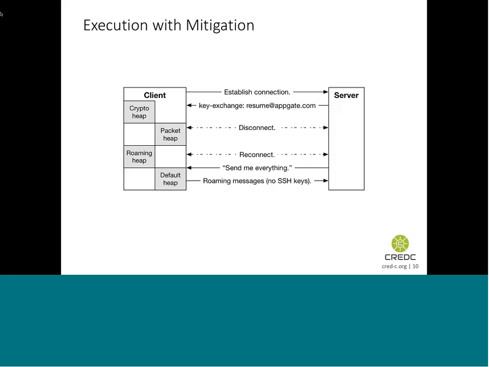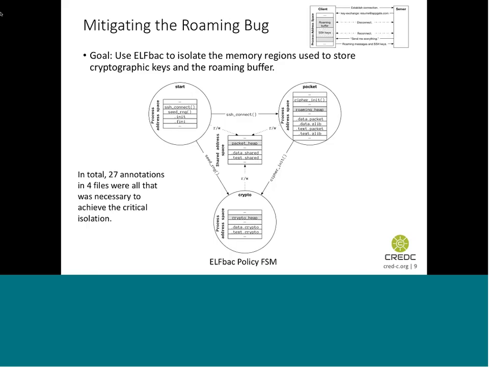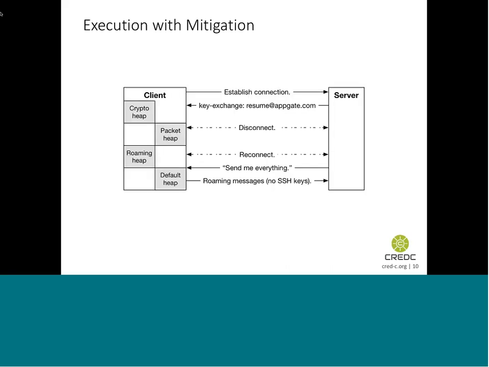So what does this actually look like? Well, before, as we saw up in the right corner, the roaming buffer and the SSH keys all share the same space. With this policy in place, you'll notice that we have multiple heaps that are only visible to the particular states that we've defined. Again, this is enforced at the kernel level. So we have a crypto heap, a packet heap, a roaming heap, and then the default heap that everything else uses. And the way this works is that as far as the server is concerned, everything is transparent.